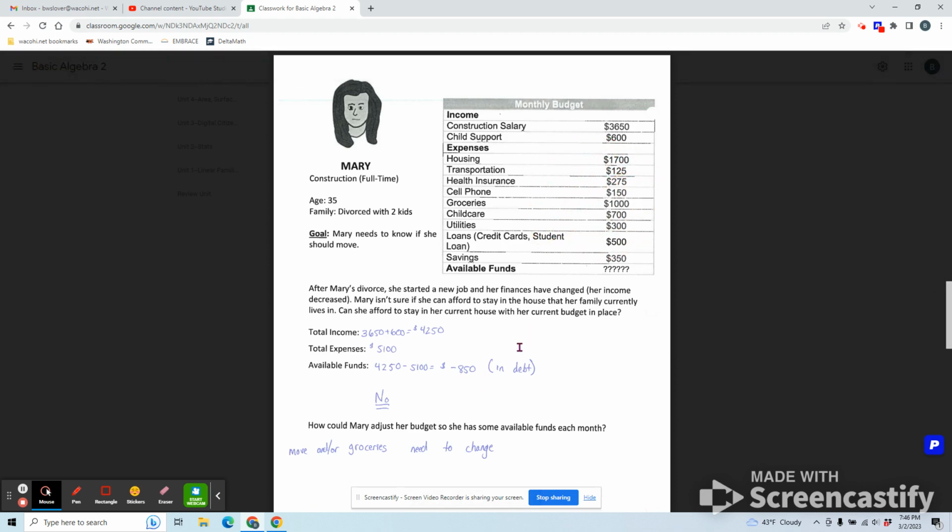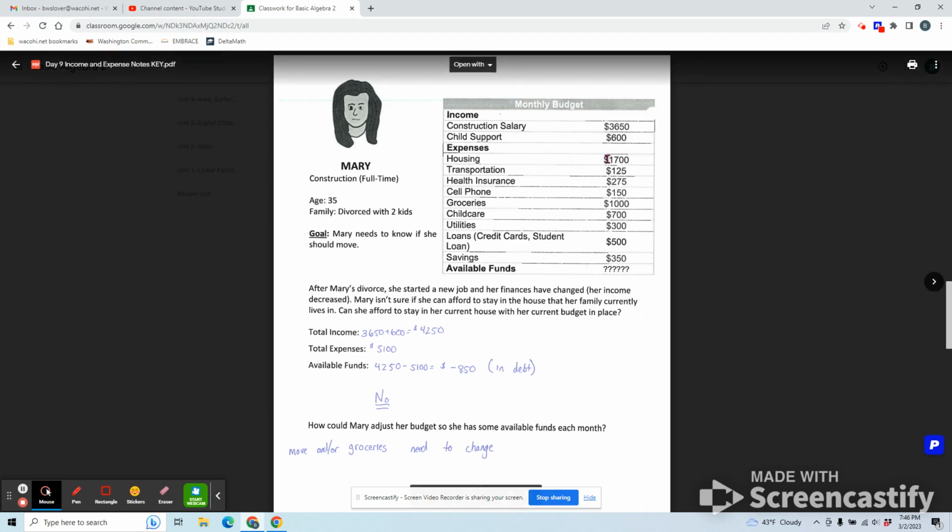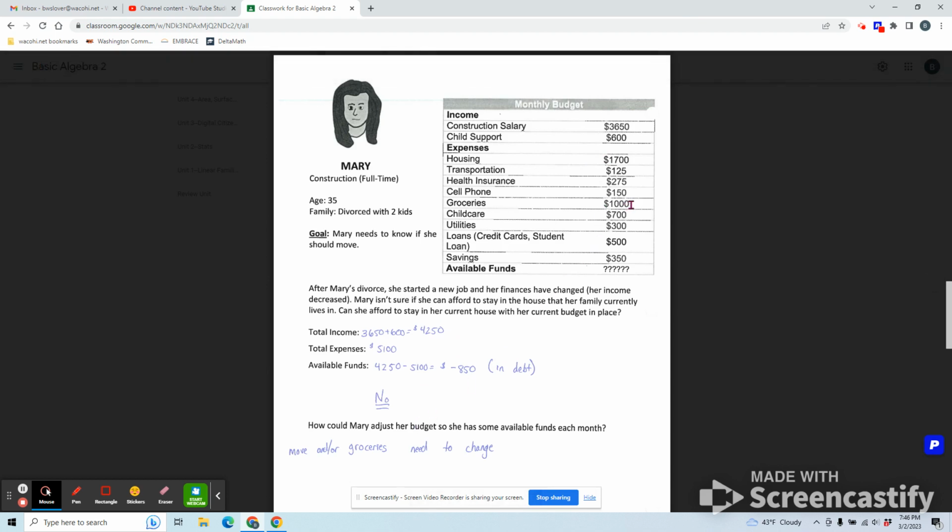Okay. She could move, which she probably needs to because it's asking, should she move? The answer is yes. She can't afford $1,700 a month in rent. So she needs to move. Maybe she can change some of her groceries. She doesn't need $1,000 in groceries.